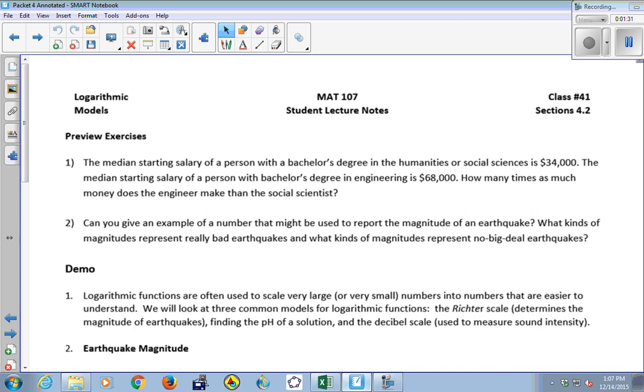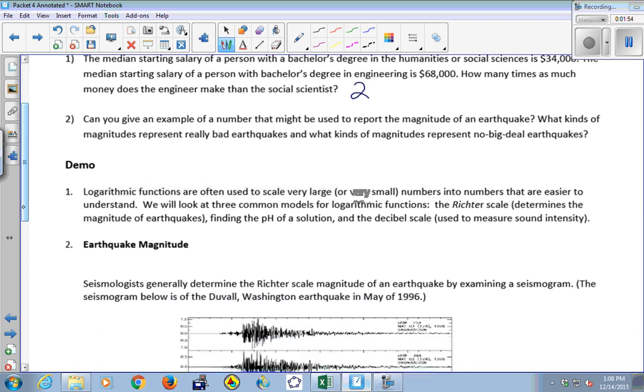2 times as much. Yep. How'd you come up with that 2? You can divide 68,000 divided by 34,000, or alternatively ask yourself 34,000 times what gives you the 68,000. So there'll be a question later where you have to think about the how many times bigger. So it's just a little intro to that.